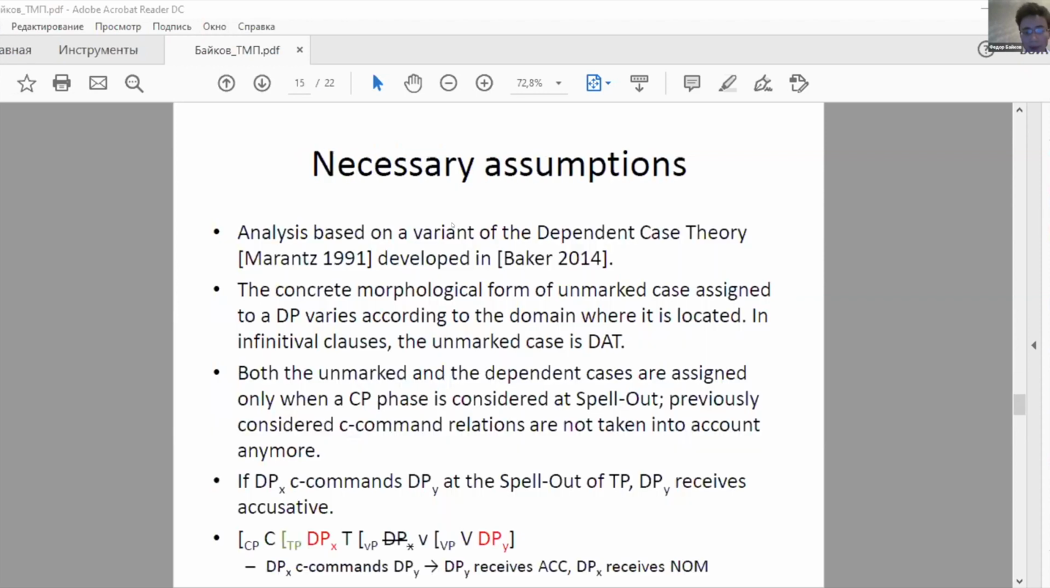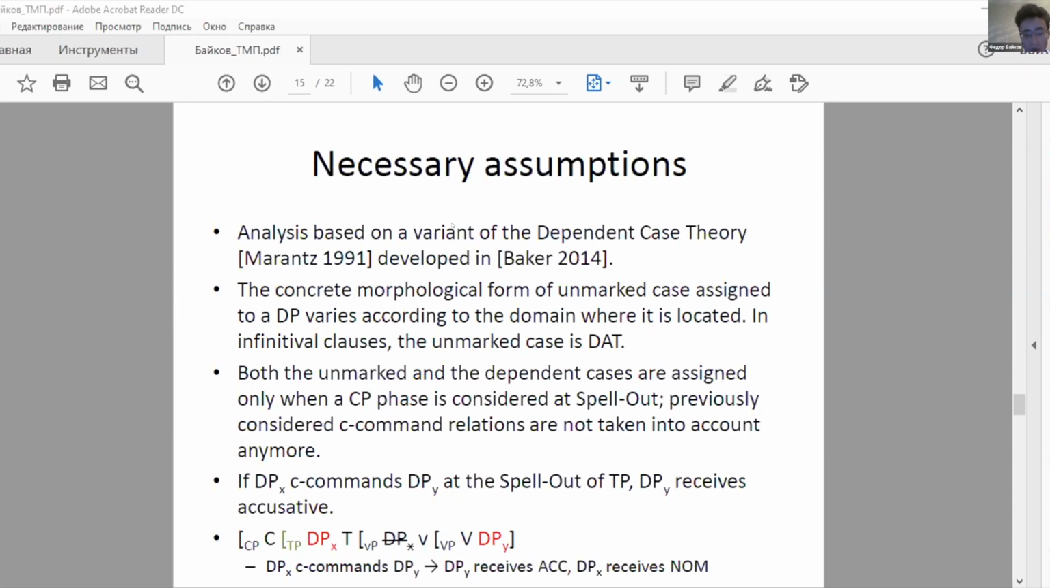Now let's proceed to my analysis. Firstly, I'm going to spell out all my assumptions. My analysis will be based on a variant of the dependent case theory, which is developed in the work by Mark Baker, namely in Baker 2014. I assume that the concrete morphological form of unmarked case assigned to a DP varies according to the domain where this nominal is located. And I argue that in infinitival clauses, the unmarked case is realized as dative.